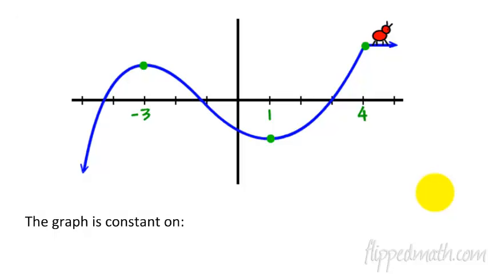All right, and then the last part is constant. When is Timmy on a constant slope? So the graph is constant when it's flat, and that happens from the value of 4 until he gets to infinity, meaning never. He never will stop. It's going to be constant for the rest of the time. And that's how you do increasing and decreasing for functions.